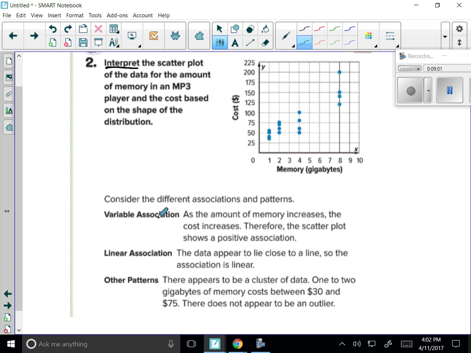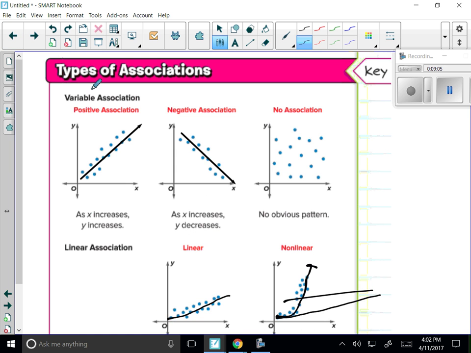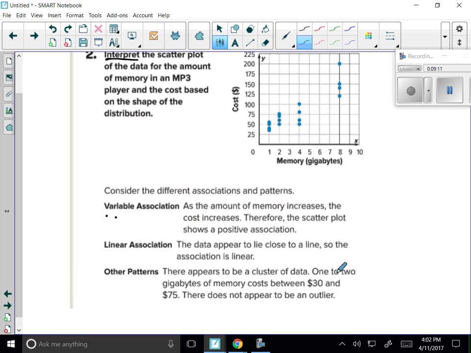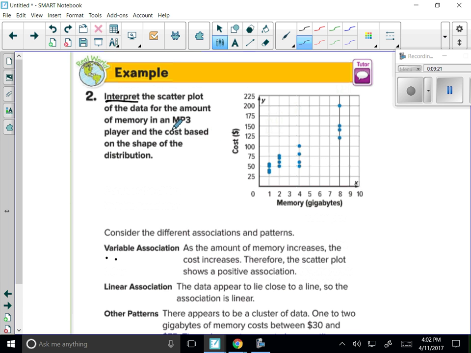So right here, we have a variable association. Remember, variable association, if you flip back, means is it positive, is it negative, or is it no association? So we need to kind of look here. It looks like it could kind of be going up, maybe. It says, as the amount of memory increases, the cost increases. So they're talking about MP3 players here. We could also consider a phone or an iPod of any kind.